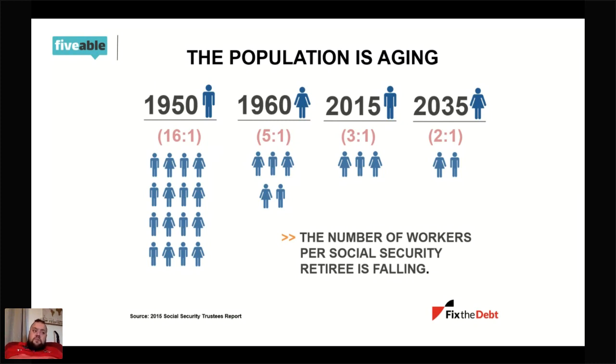So now the problem is if we don't do something to fix Social Security, well, you can see there by 2035, there's not going to be enough people paying in to pay it out. And so what's going to happen is Social Security is going to go bankrupt, okay? They're not going to have the money to pay me and to pay you, even though we've paid in.